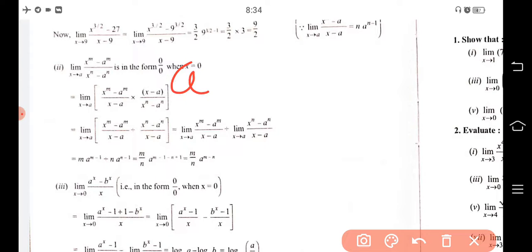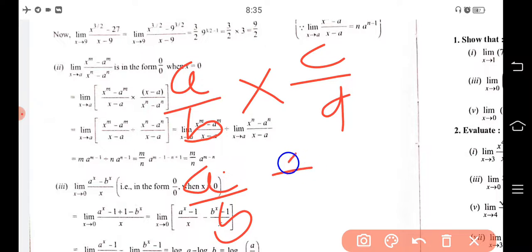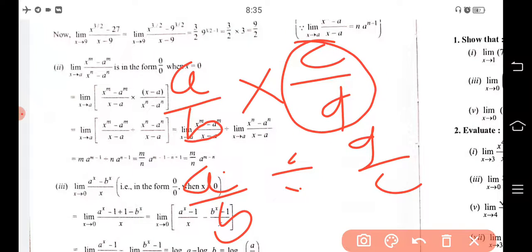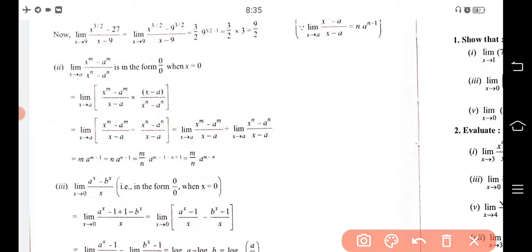For example, it is given that a by b into c by d, then what we will do? A by b divided by d by c, these are the same thing. So we have to transform this into the division form, so that the denominator will come to the numerator and the numerator to the denominator, and we will get such a form that our formula, the first theorem formula, can be applied. So we transform this into the two forms, and now put the limit separately.